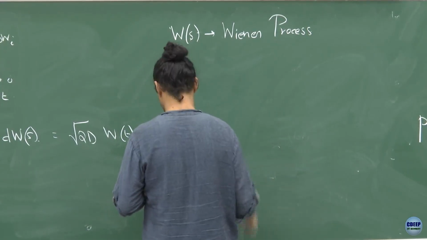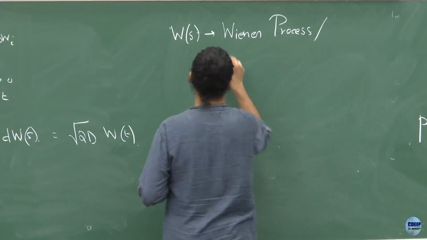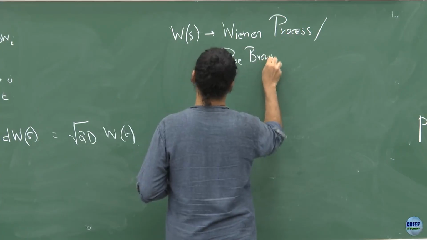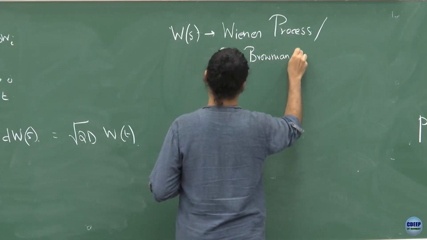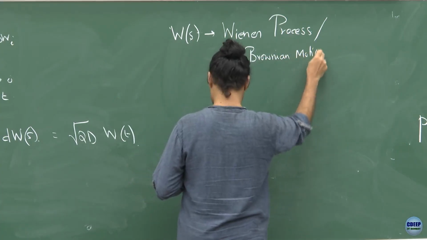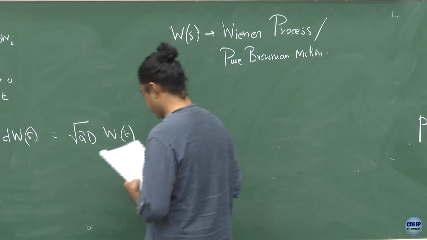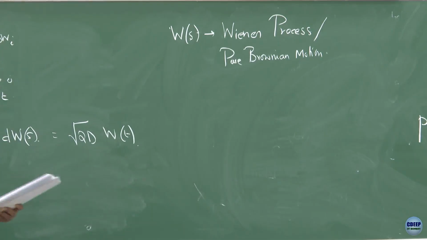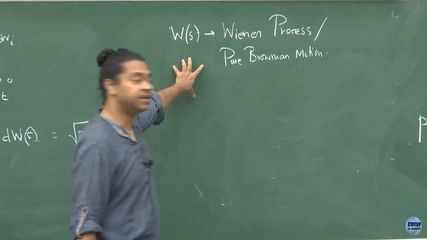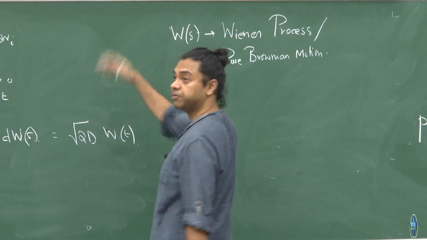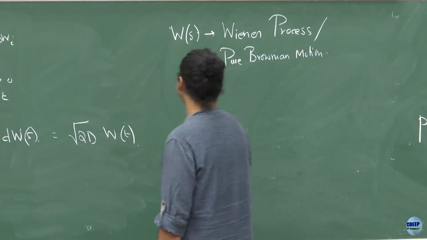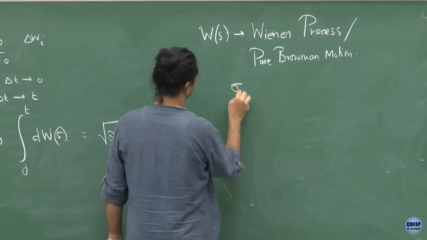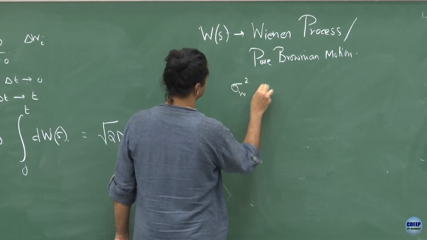So this W of s is called the Wiener process, or standard or pure Brownian motion. It is a Gaussian process with independent and stationary increments. So every increment is independent of the previous increment. It has 0 mean, and it has a variance which is proportional to the time.